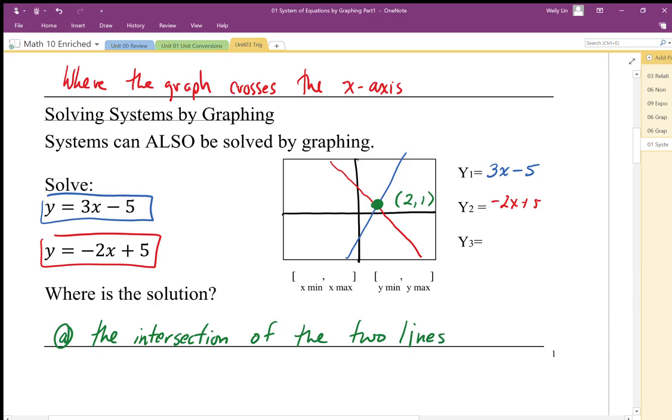Okay, and we should just double check this. If this is a solution, then it should fit both equations. So when x is 2, 2 times 3 minus 5 is 1, y is 1. Yeah, that works. When x is 2, -2 times 2 is -4, plus 5 is 1. Yeah, y is 1. So it works in both cases when we check them. And we can always check solutions to equations by plugging them in.